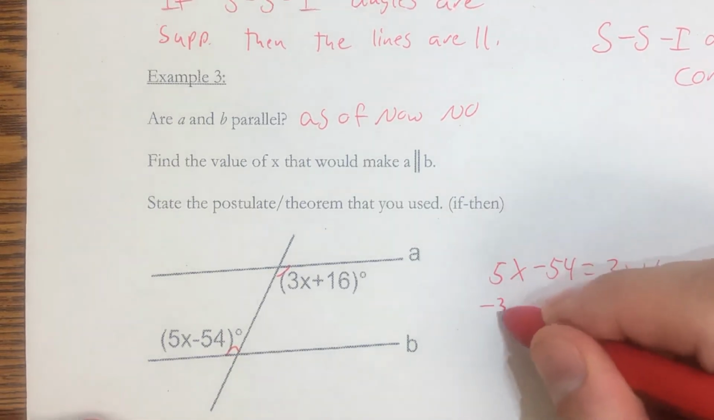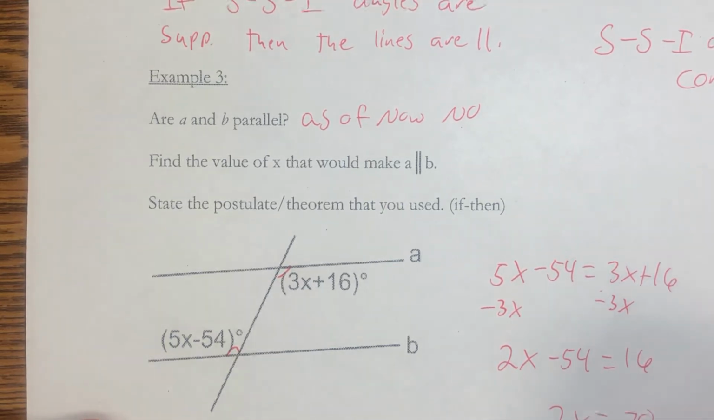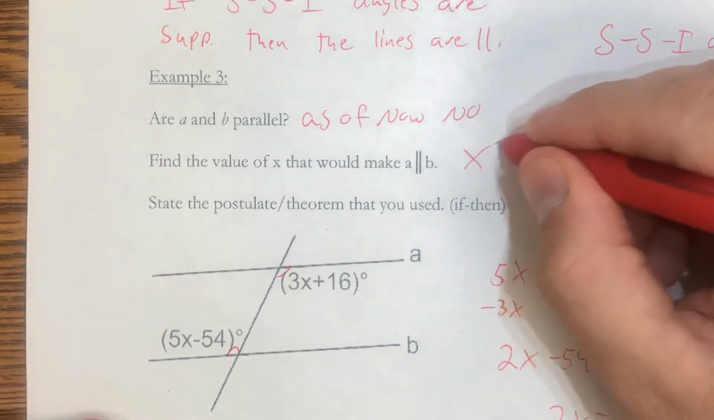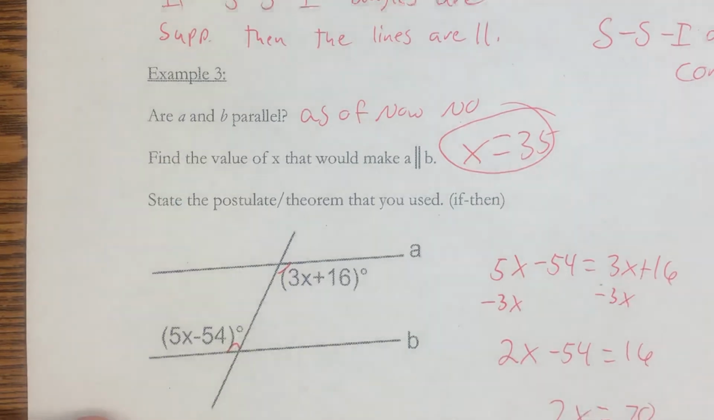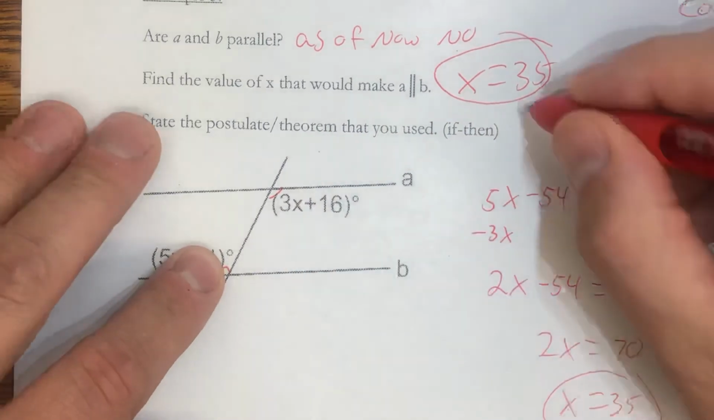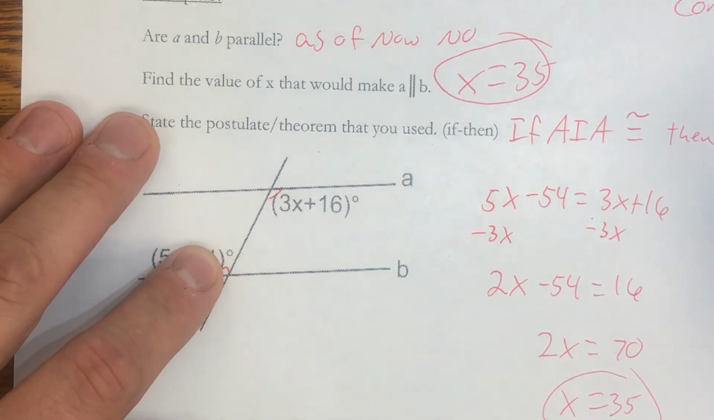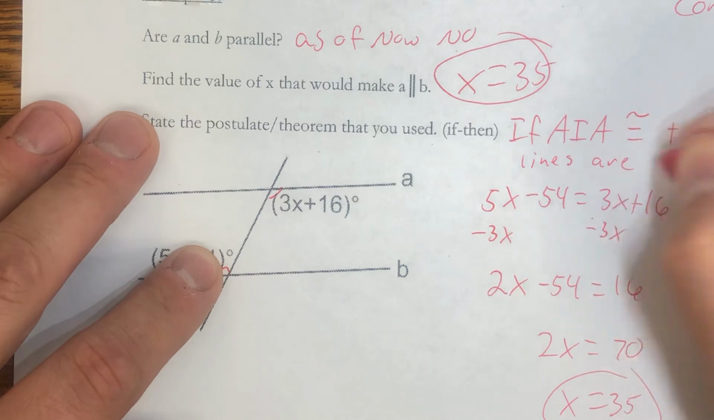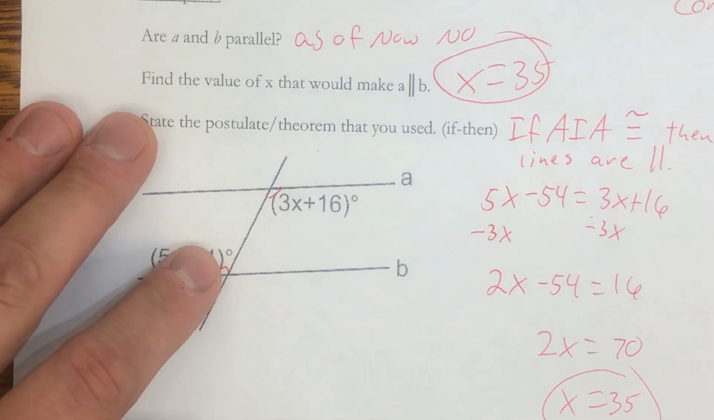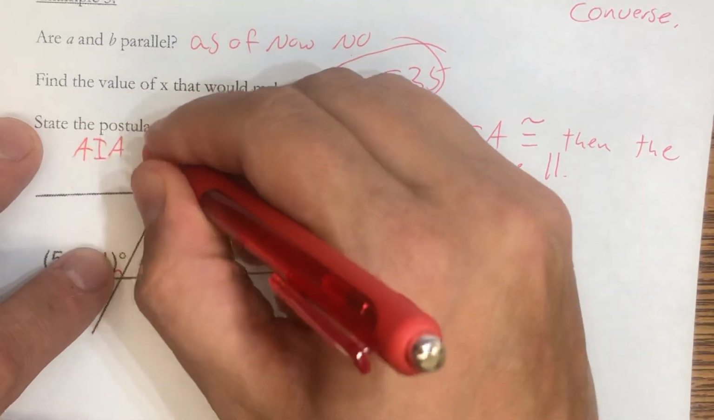Subtract 3x, subtract 3x, 2x minus 54 equals 16. Add our 54. 54 plus 16 is 70. And x is 35. So if x is 35, then the lines are parallel, okay? The postulate or theorem we used was alternate interior angles. So if alternate interior angles are congruent, then the lines are parallel. I used the parallel symbol, okay? We also could have just called it the alternate interior angles converse.